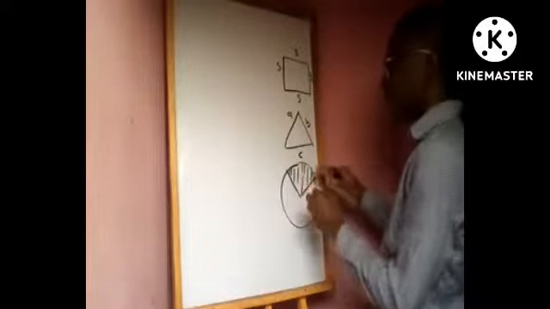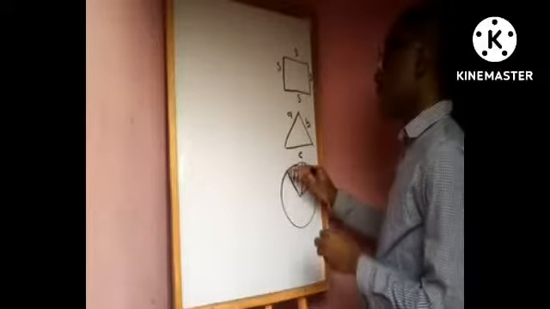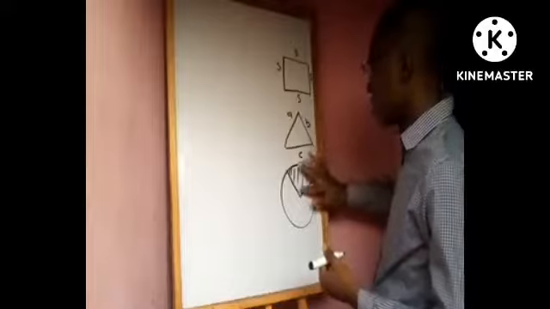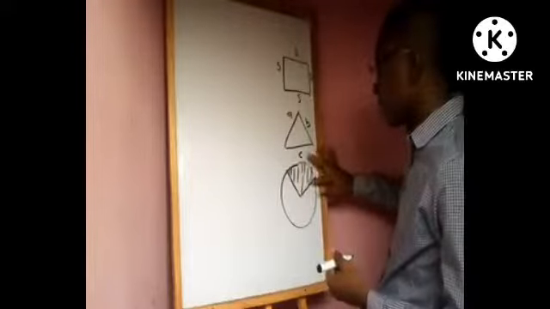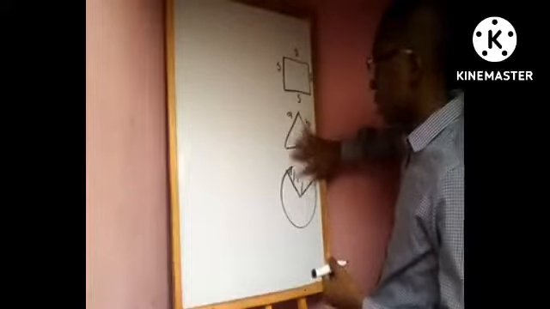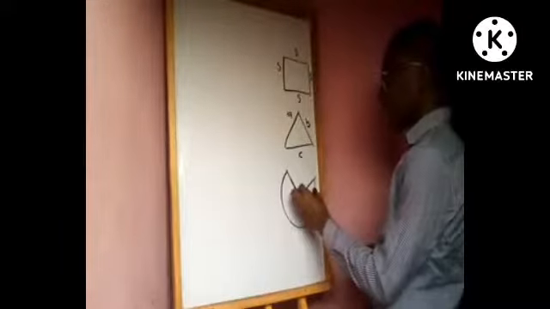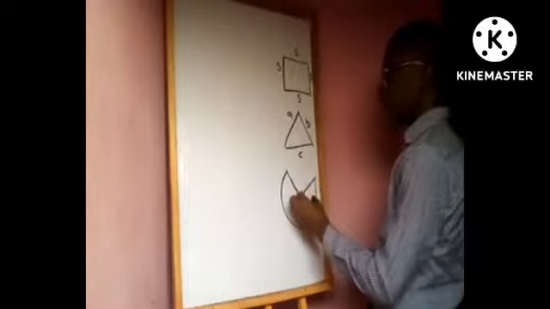Now this part that's cut out makes a sector. So if we cut this part out and we cut this part out, we have this one left. When we cut this out, we have what is known as a sector, and this angle subtended by the sector is given as theta.